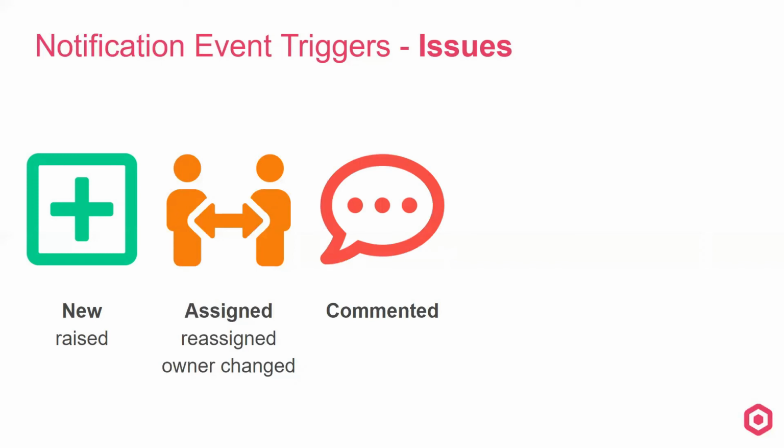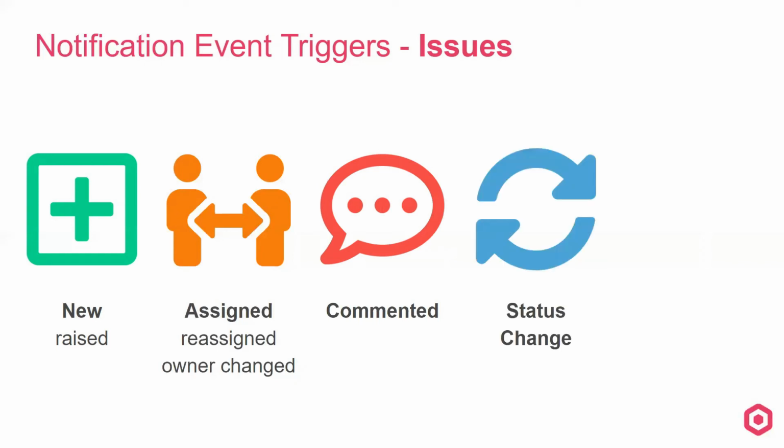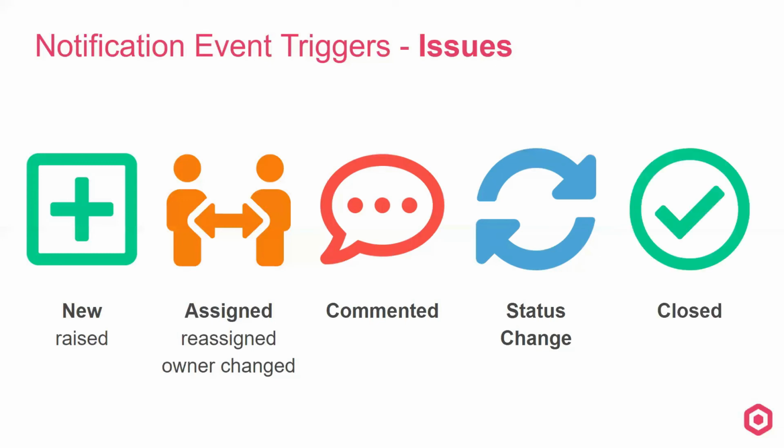Every time a new comment is added on an issue, that can also trigger a notification. And every time the status changes will also trigger a notification. So when an issue first gets raised, it has a new status. If you're managing the issues well inside the web app, then you can change that to in progress once you start work on it. And then once the work is complete, you can change the status again to complete. And therefore, when that is closed, when the issue is finished, that would also trigger a notification as well.